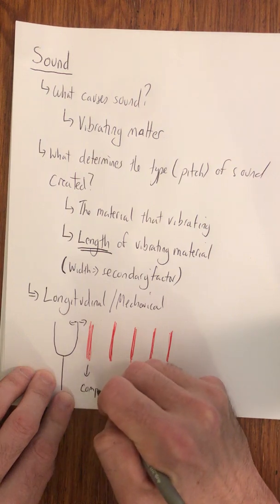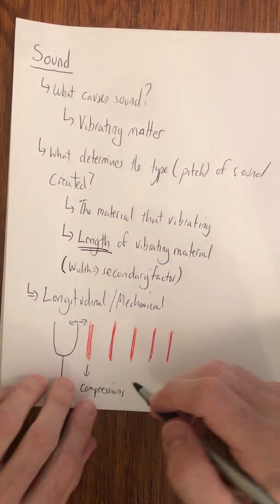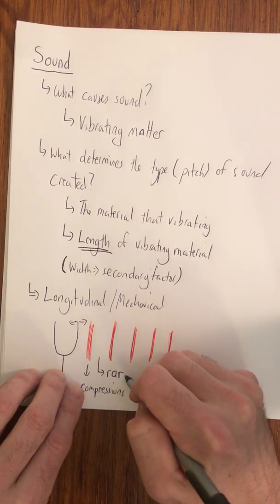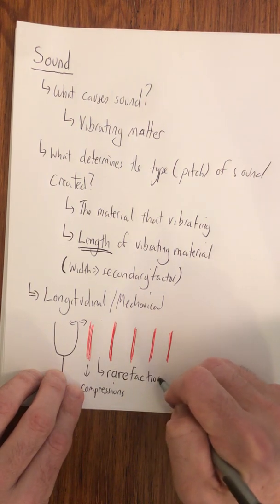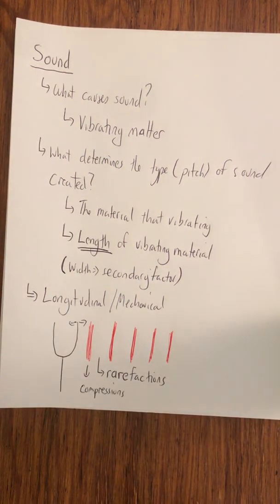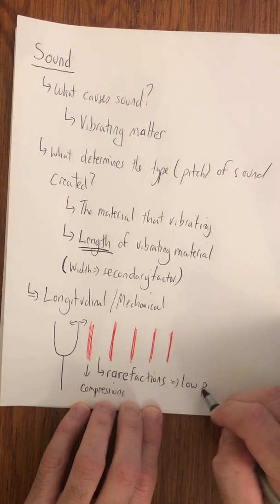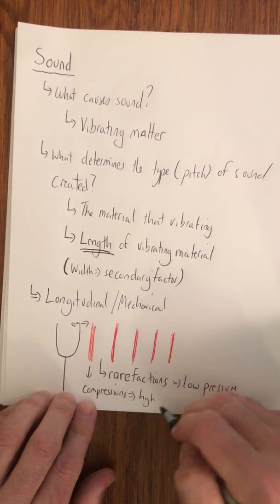These, once again, were called compressions. Remember, they're areas of high pressure, and then the areas in between were called rarefactions. Okay, and those were areas of low pressure, right? Partial vacuum. And then these were areas of high pressure.